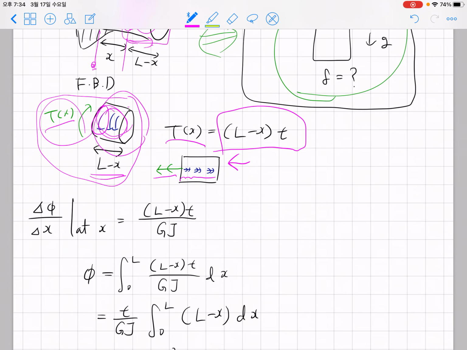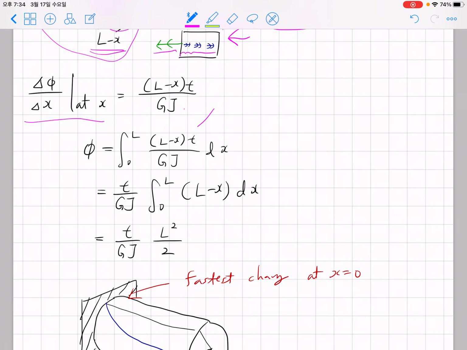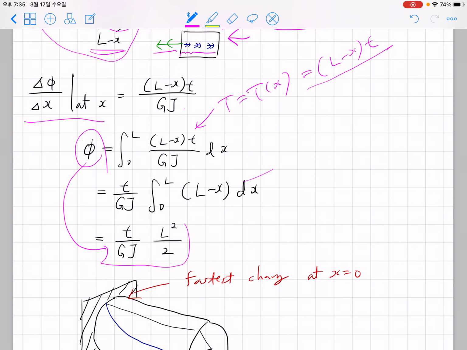Okay, then at point x, delta phi over delta x can be written as this expression, T of x divided by GJ. Here J is constant over the entire shaft. Okay, now the problem becomes a little bit more interesting. Now T is a function of x, which can be written as this. If you plug in this expression and obtain the solution, we end up with the total twist angle being small t over GJ times L squared over 2. Okay, so this is the final answer.